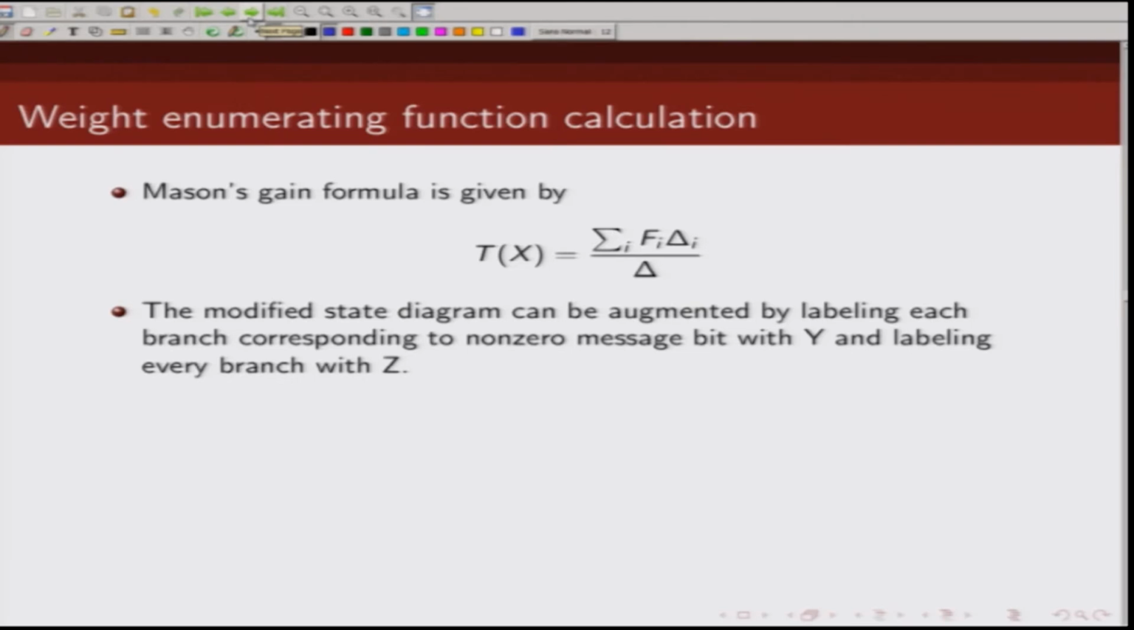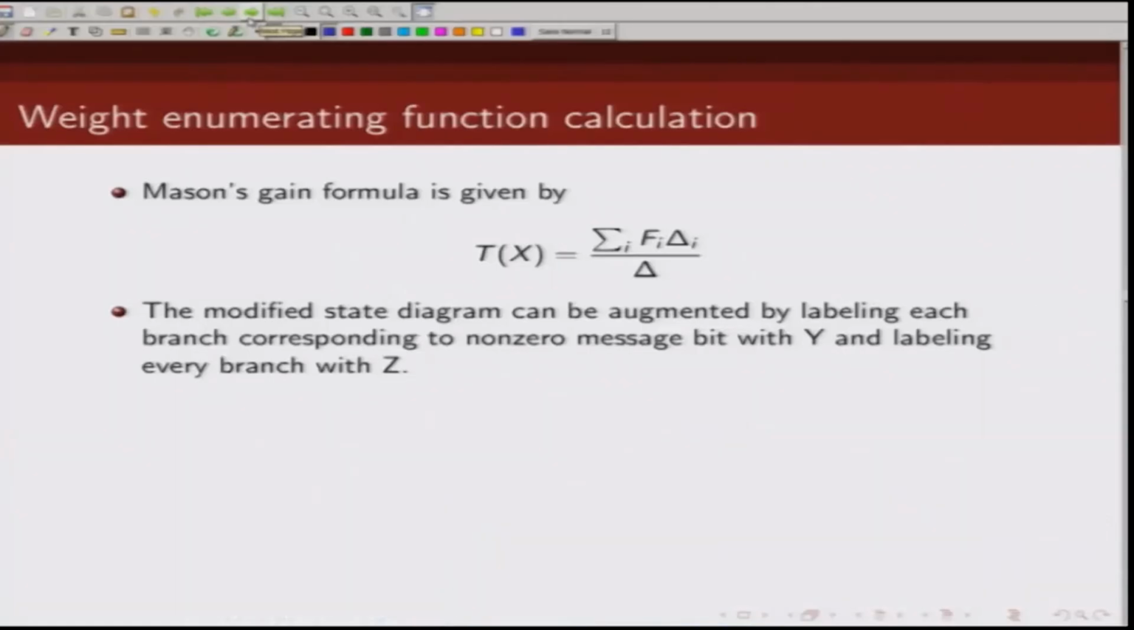So, this modified state diagram can be augmented to include more information. Now, what we had done so far was we labeled the branches of this state diagram by the overall total weight. Now, we can also augment this by mentioning what is the input that results in that output weight. So, we can label the weight of the input by y. So, the power of y will denote the input weight, and similarly we can label each branch by z. So, in a path gain formula, the degree of z will tell us what is the length of the non-zero path. So, the degree of z will tell us, once it diverges from the all zero state, after how much time it comes back into the all zero state.